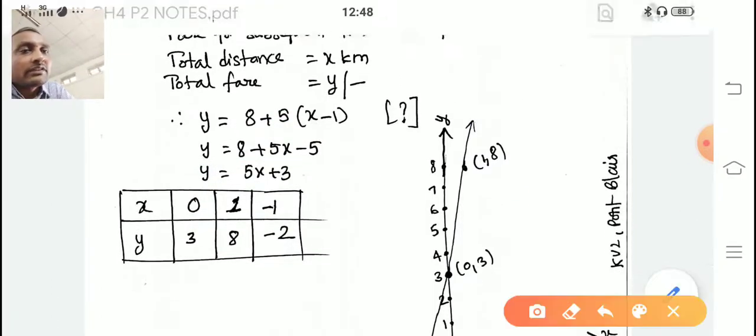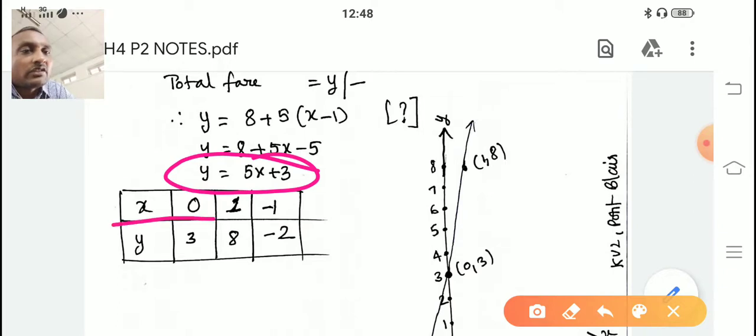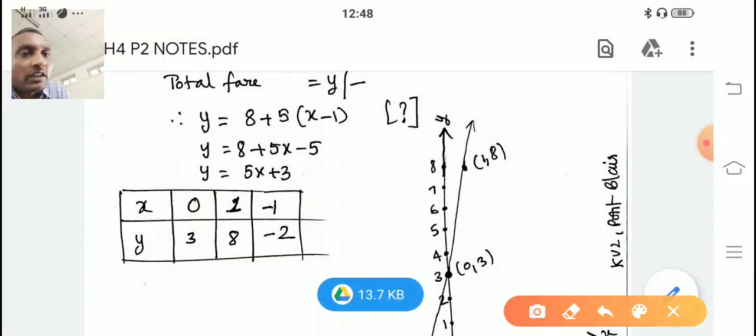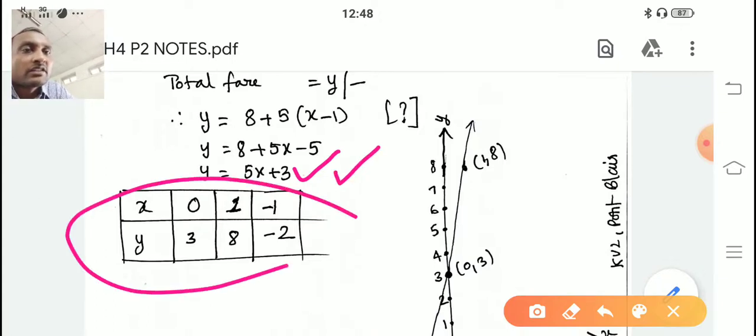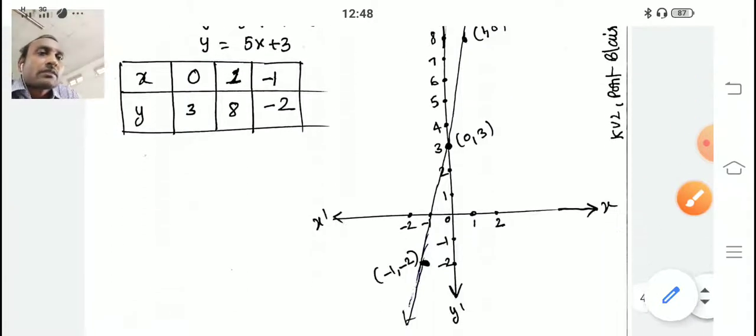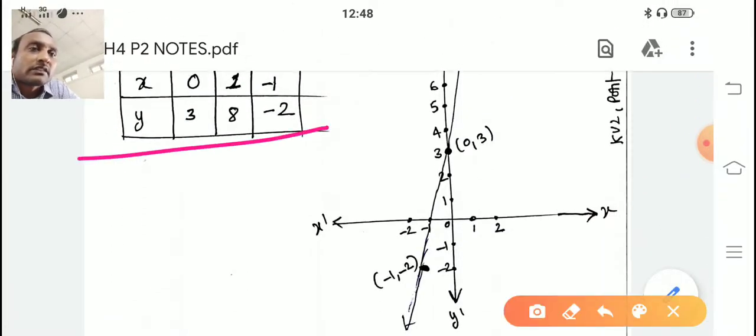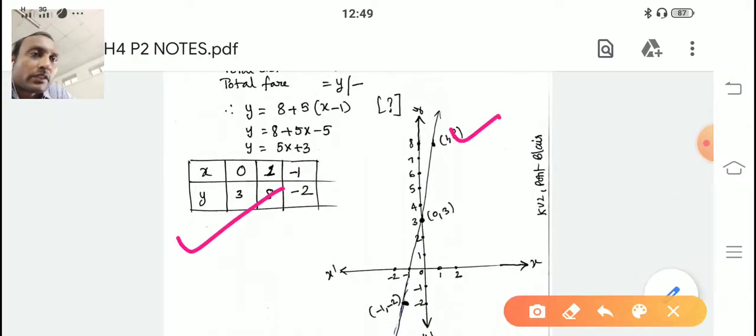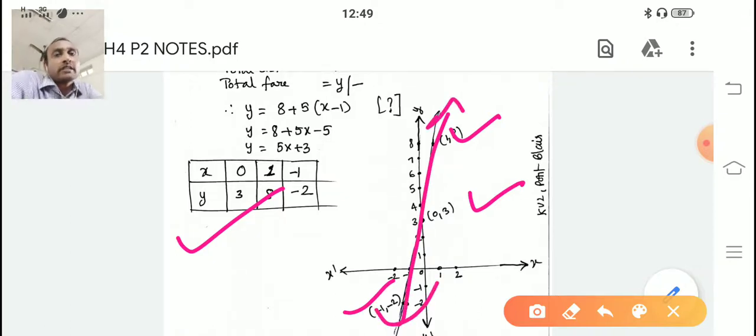Then again we got the equation y = 5x + 3. Take the values of x to get the values of y. When x is 0, y is 3; when x is 1, y is 8; when x is -1, y is -2. With simplification you get it. Then plot those points which we got on the graph, these 3 points, and join them, you get the graph, right. You will have to do it like this.